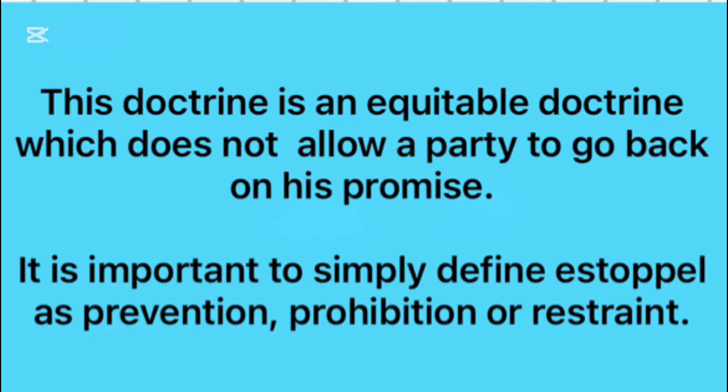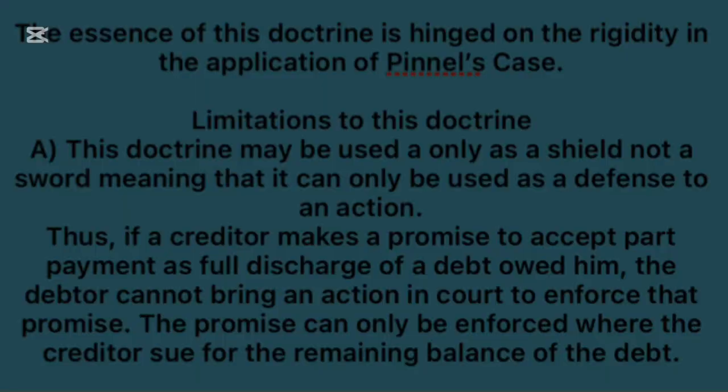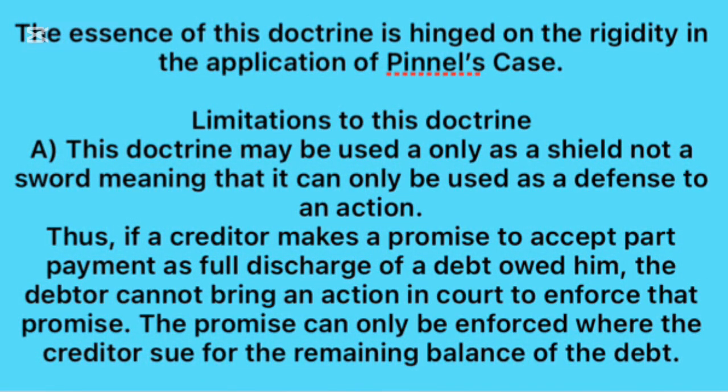It is important to simply define estoppel as prevention, prohibition, or restraint. For instance, a landlord promises a tenant that rent will be reduced for 6 months. The tenant then relies on that promise and stays. The landlord cannot suddenly demand full payment for that period of 6 months. The landlord is stopped by law from going back on his promise. This was the case of Central London Properties Trust versus High Trees Limited. The essence of this doctrine is hinged on the rigidity of the application of Pinnel's case.